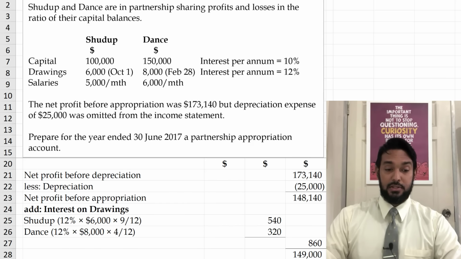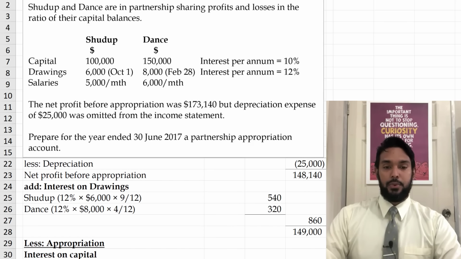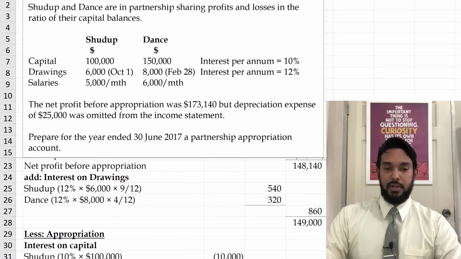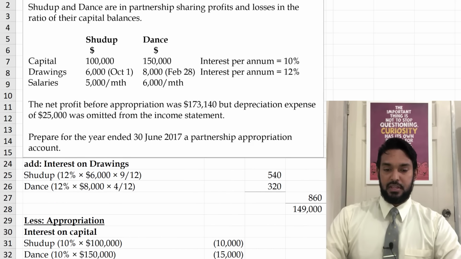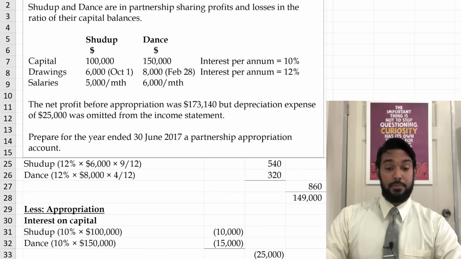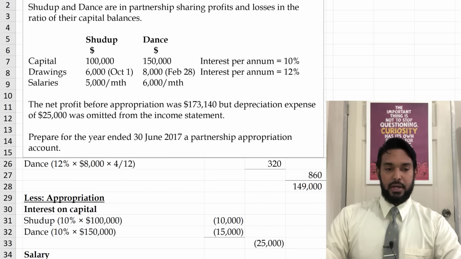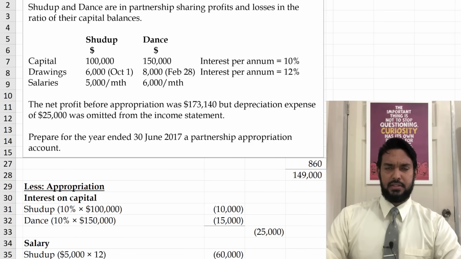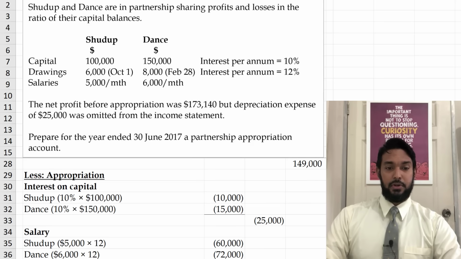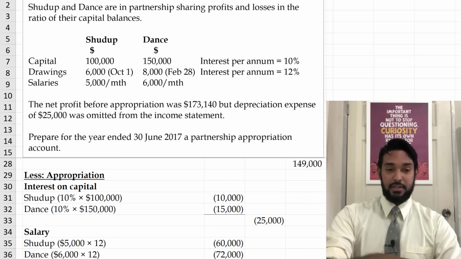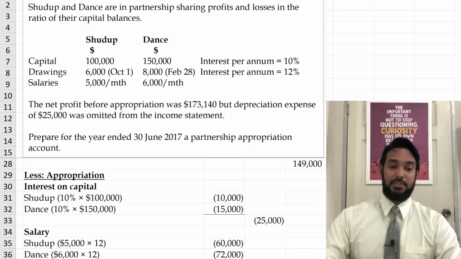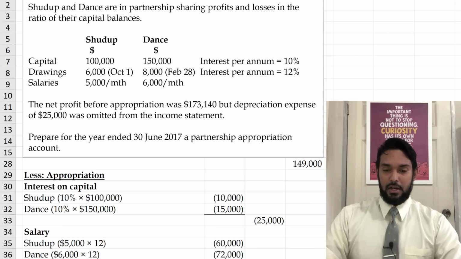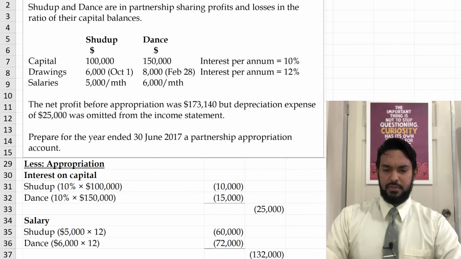Let's start with the appropriation, interest on capital. We have 10% of 100,000 for Shut Up, 10% of 150,000 for Dance, giving us 25,000 as total interest on capital to the partners. Salaries, we have 5,000 per month for Shut Up, which is 5,000 by 12, is 60,000. 8,000 per month for Dance, 8,000 by 12 is what, 96? Ooh, wait, hold on. Sorry, I was watching the drawings. It's 6,000 per month for salary for Dance. So 6,000 by 12 is 72. That's 132, I believe, giving us 157 of total appropriation.